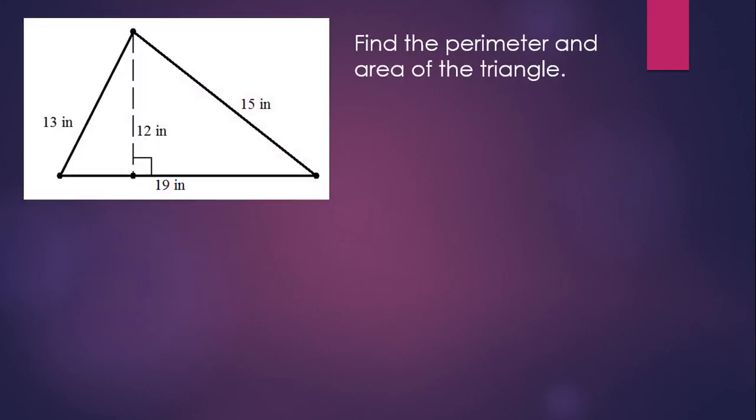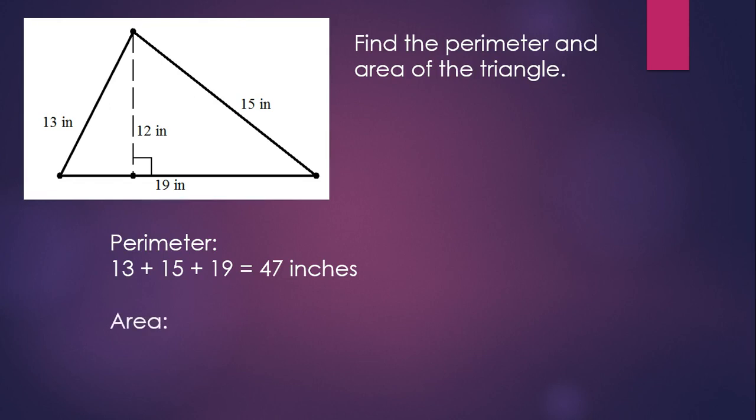Find the perimeter and the area of the triangle. The perimeter is the distance around the triangle, which is the sum of the lengths of the three sides, which is 47 inches.